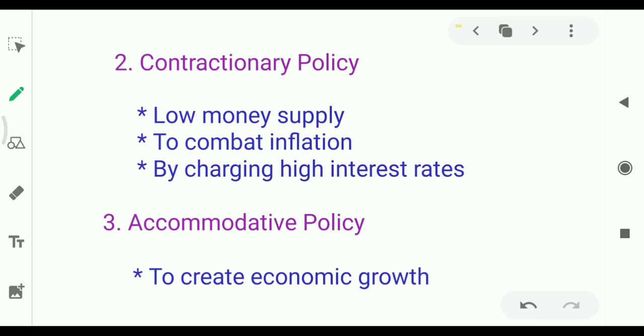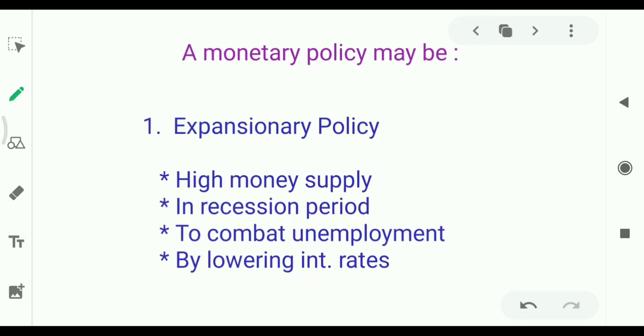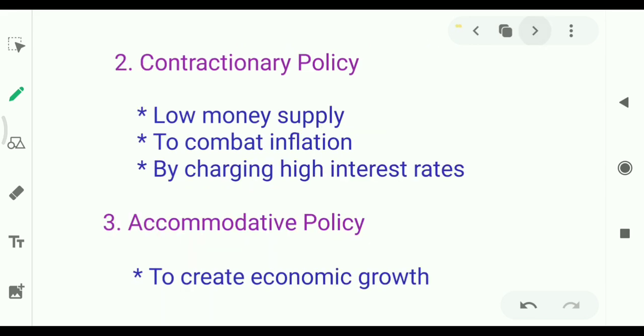Now, the last one is accommodative policy. Here, the only objective is to create economic growth. So, these are the types of monetary policy, that is, expansionary, contractionary, and accommodative policy.